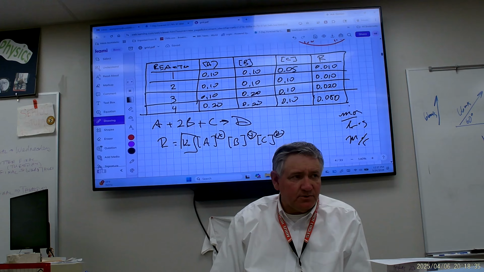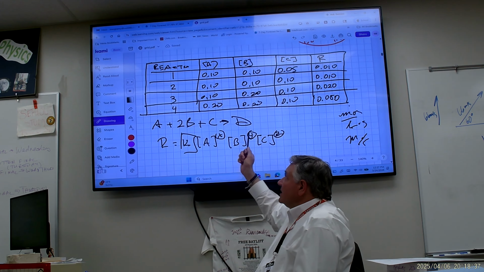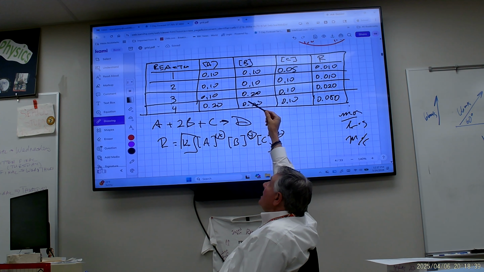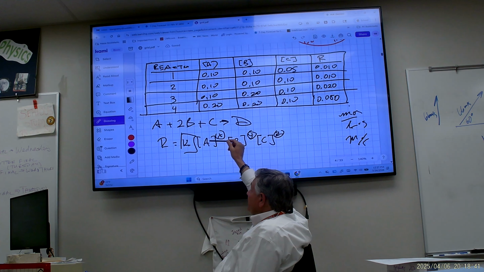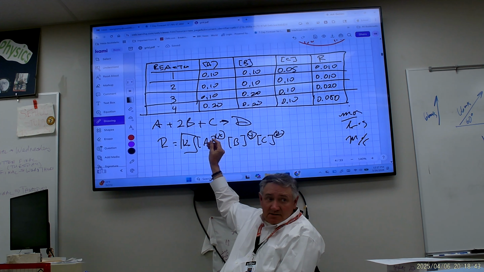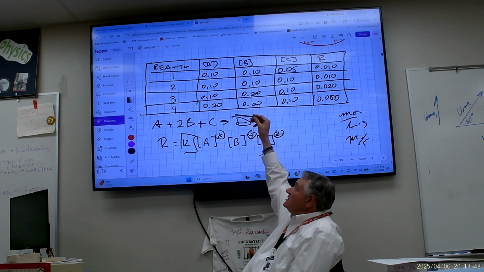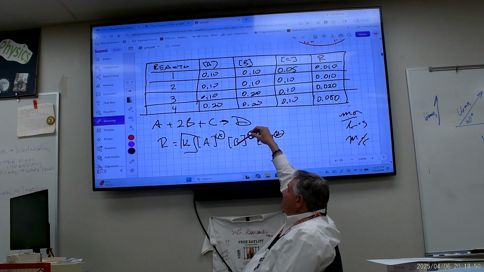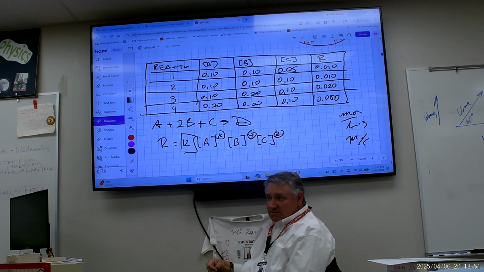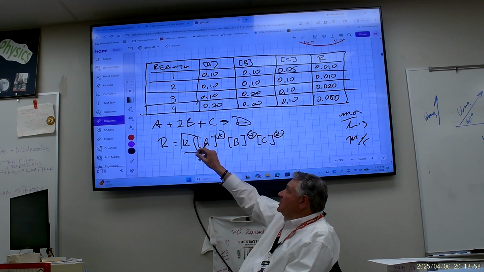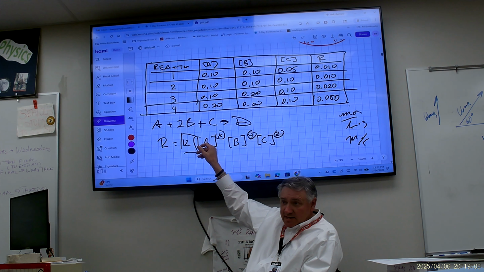So what you want to do is pick reactions, because I'm trying to find x, which is with respect to the concentration of A. So I want to pick two reactions where the concentrations of B and the concentrations of C are the same, because I don't want to change two things at once. And the only thing I want to change is the concentration of A.